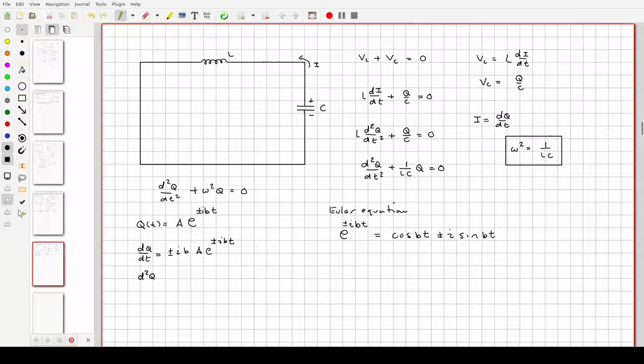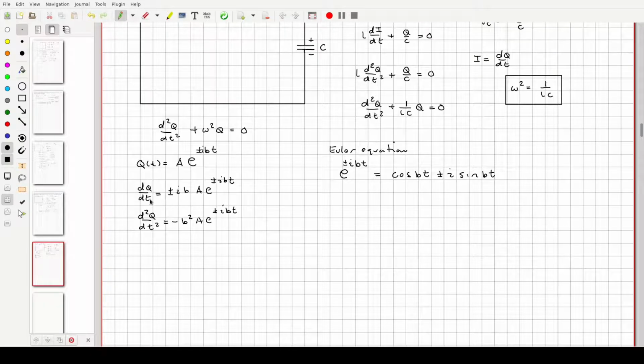If I take another derivative of Q with respect to time, I'm taking the derivative of this. When I do that, again, the same thing happens. You get a plus or minus iB come down. A plus or minus times a plus or minus works like this. Positive times a positive is a positive. A negative times a negative is a positive, so it's a plus. So you're going to get a positive, you have an i times an i. Remember, i is the square root of minus 1. So when you multiply i times i, that's minus 1. So you get a minus B squared times A e to the plus or minus iBt.